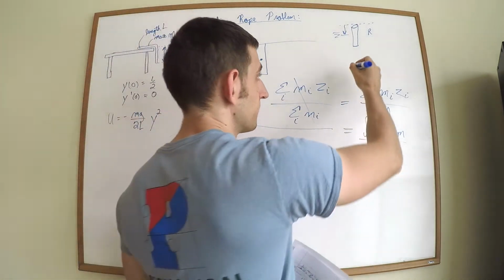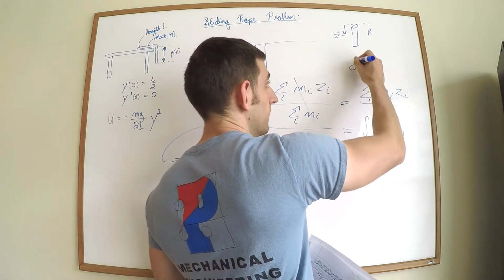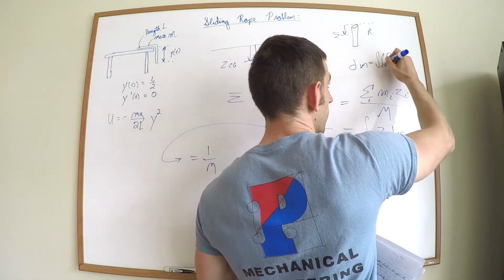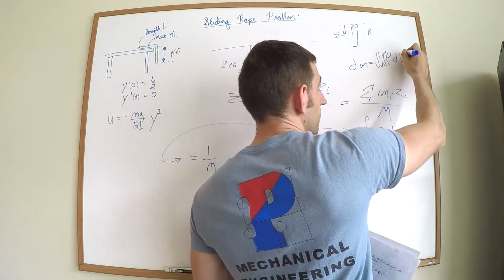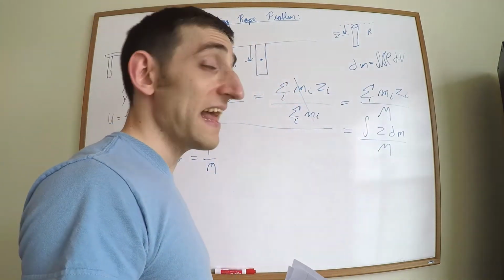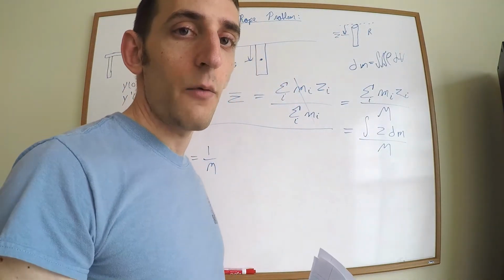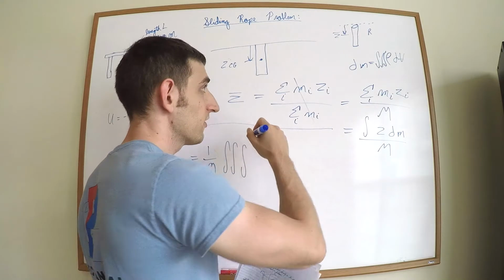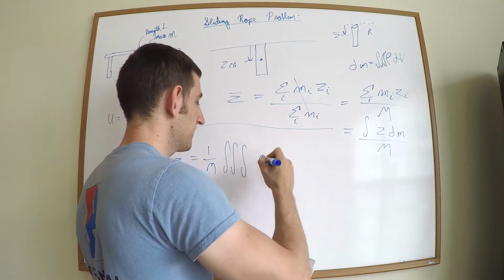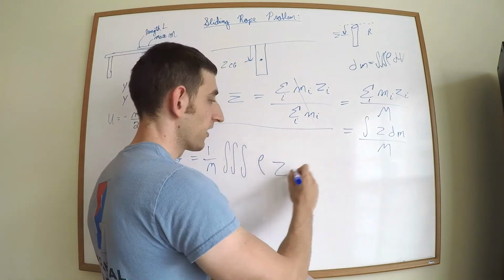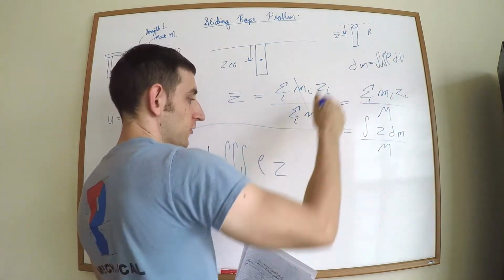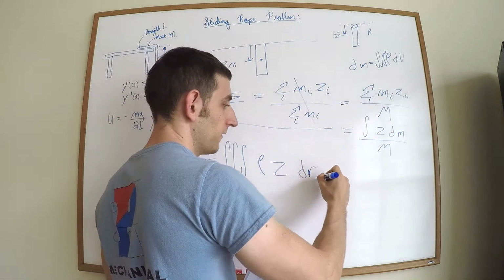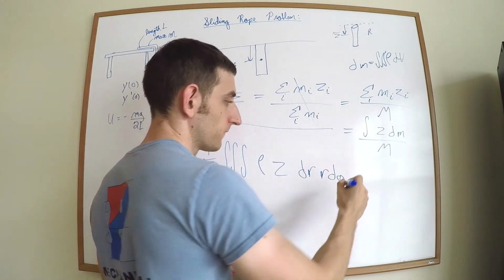dm is going to be, we could take the density, we're going to call it rho, and integrate over volume. This is going to be mass divided by volume. Figure out the volume of that infinitesimal element, and that's going to give us our infinitesimal mass. That's how we usually do things here. So we take our triple integral and multiply by our z, and let's plug in dm, which is rho dv. In polar coordinates that is dr, r d theta, dz.